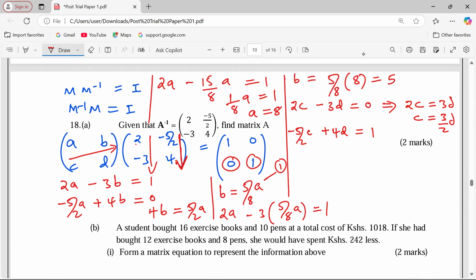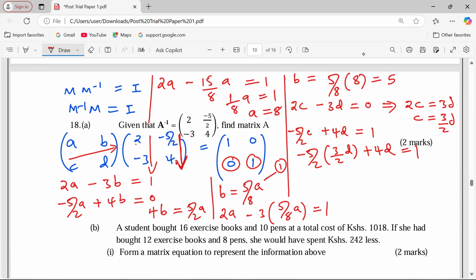Yeah, the term here is supposed to get 1. So with this equation now, we're supposed to know that C has already been expressed. So we substitute directly now. Negative 5 over 2, instead of C, 3 over 2D plus 4D equals 1. So let's now group terms here.